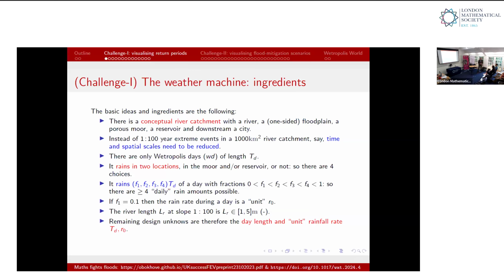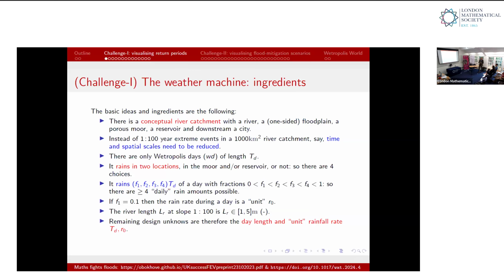So I need to shrink the spatial and temporal scales. In Metropolis there are no years, there are only days, Metropolis days. So it's a new SI unit, WD, right? There it is, of length, at the time I assigned it, unknown length TD, say seconds, minutes, you name it.